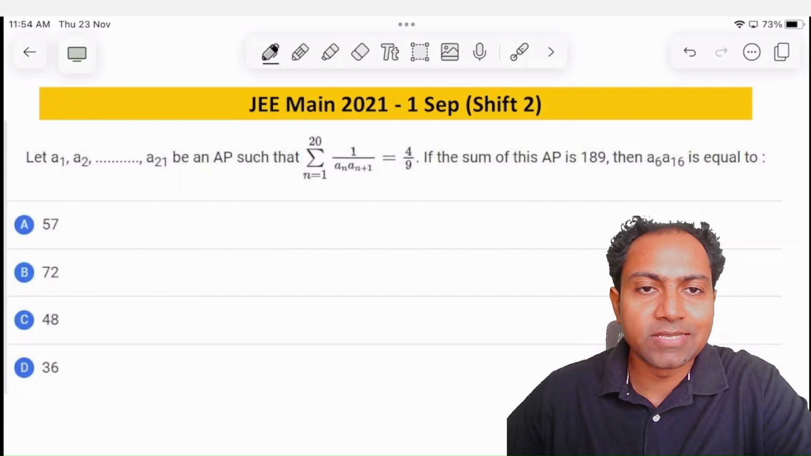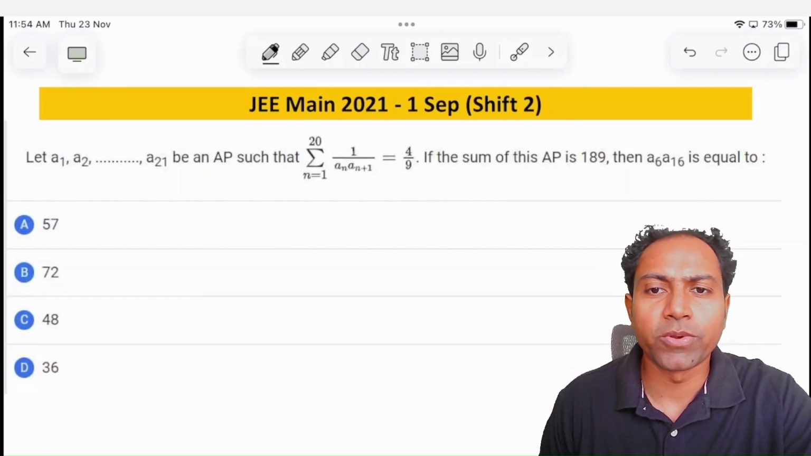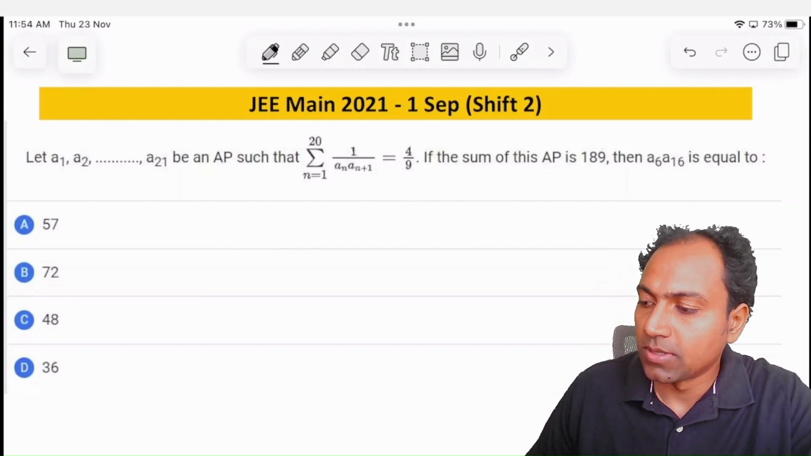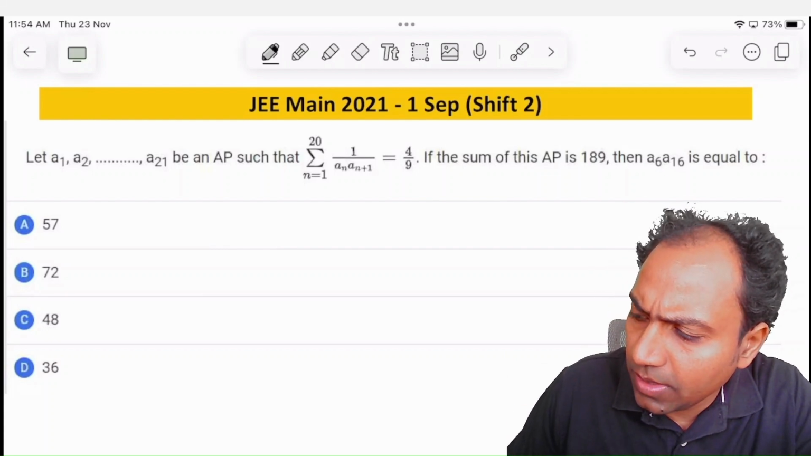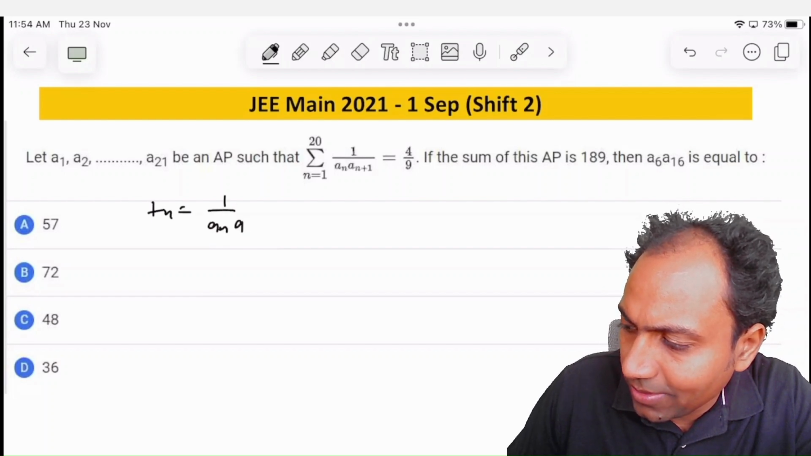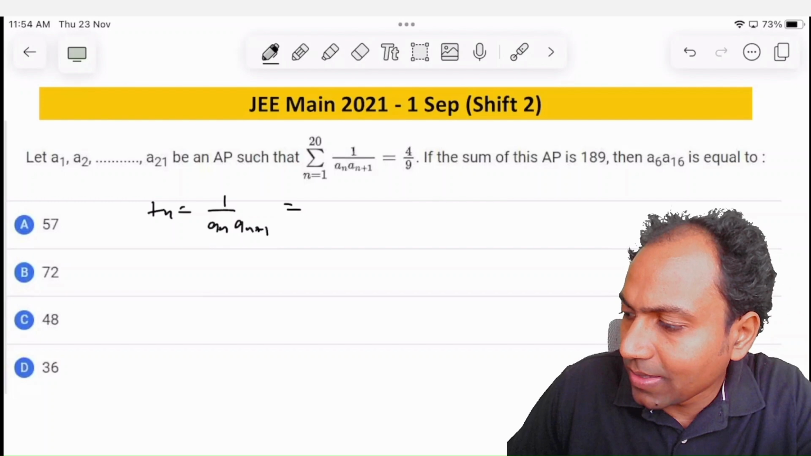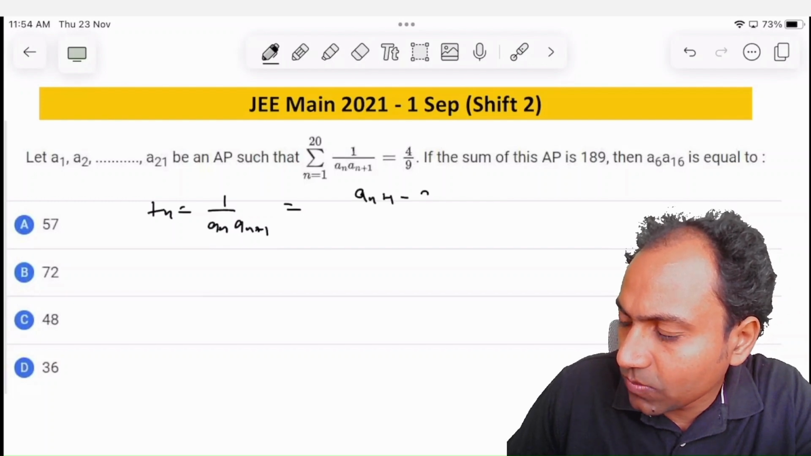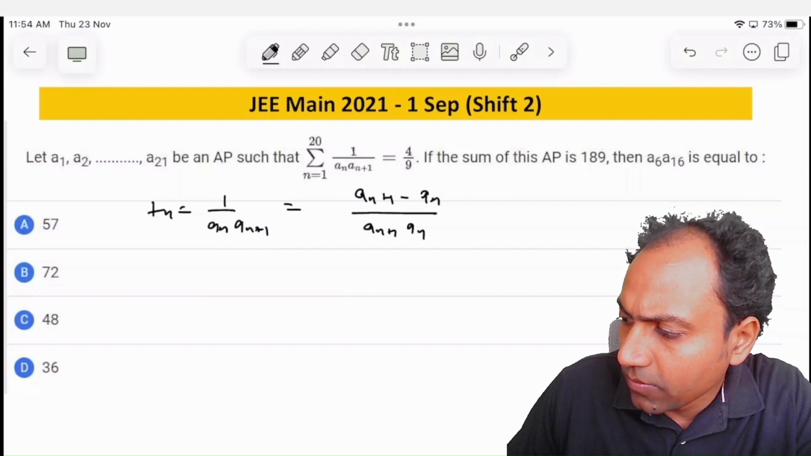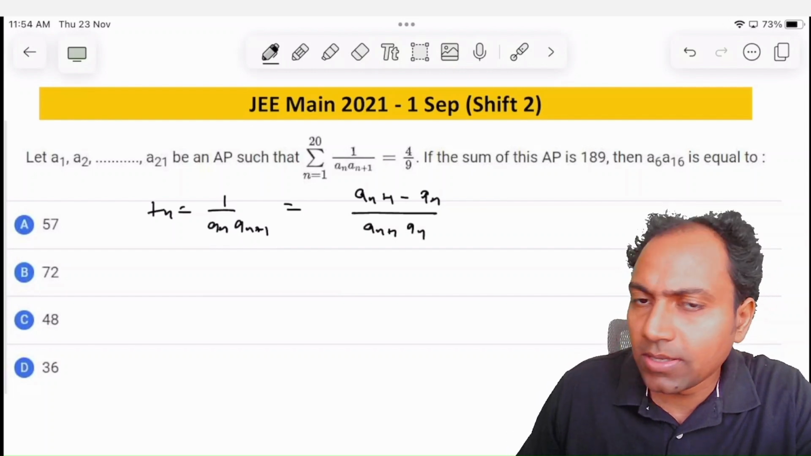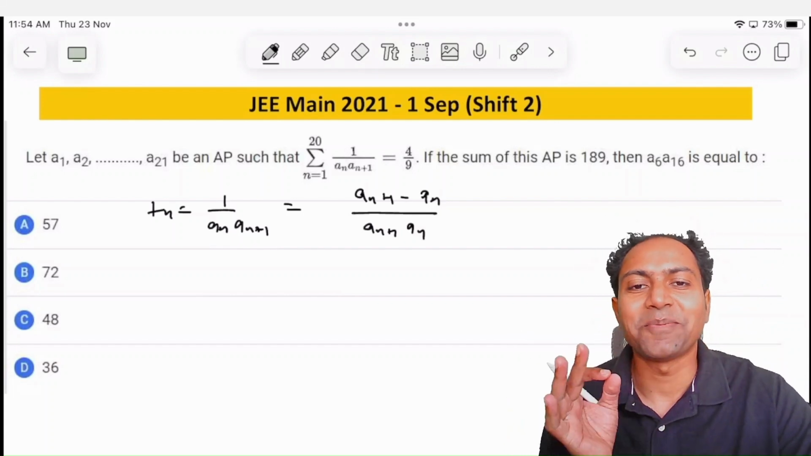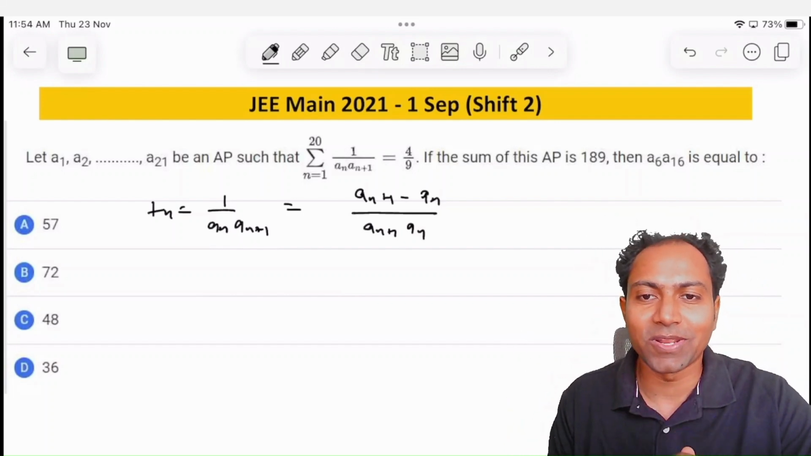Let us see this new question. Now in this question in JEE 2021, they have used a similar idea of difference of two terms. Now if I take the nth term that is given to us, that is nothing but 1 upon an into an plus 1. We can write the same term as an plus 1 minus an by an plus 1 into an. The benefit of writing this is, since the series that they have given is in arithmetic progression, the difference of two consecutive terms is going to be d.